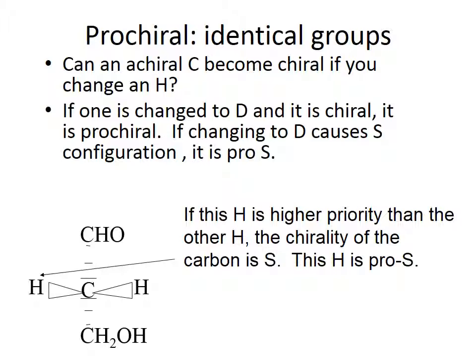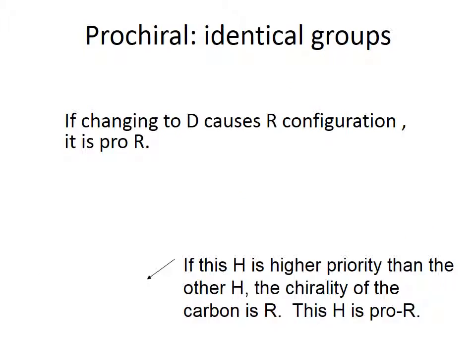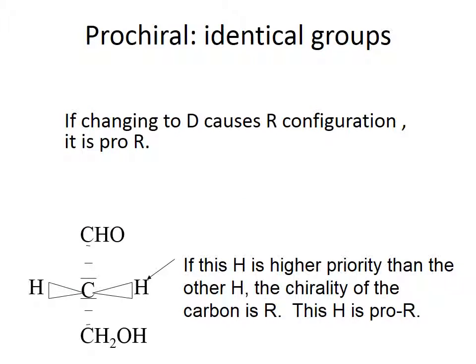If this one's ProS, this one will be ProR. So I can go through changing the priority on this one. If I change the priority of this one so it's slightly higher, this is highest, that second, and this is back to the other. So it would be 1, 2, this would be held back, 1, 2, 3. The rotation on that is counterclockwise, but the hydrogen's coming out, so it would be R. So this hydrogen is called ProR.